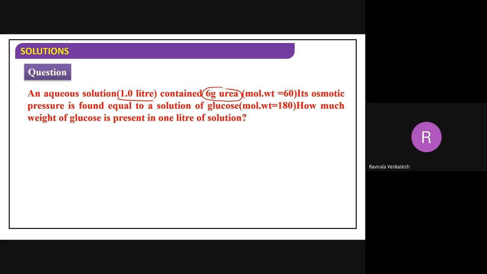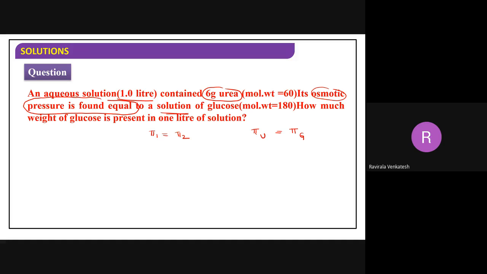What they are saying, this is an isotonic solution, because osmotic pressure is the same for two solutions. If osmotic pressure is found equal, then the solutions are isotonic. Pi 1 will always equal pi 2. Correct or not? So I am writing here: osmotic pressure of urea is equal to osmotic pressure of glucose. Based upon the problem's given data, I am writing like this.